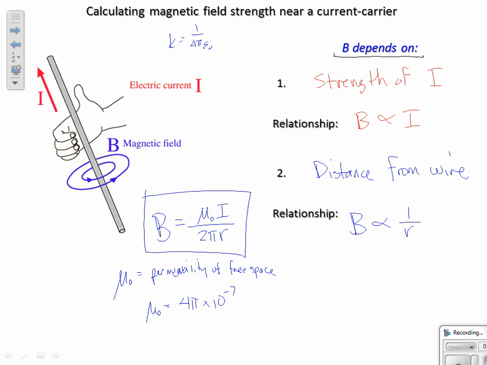And if you solve this expression for mu naught, you get B times 2 pi R over I, right? So that means that the units must be Teslas meters over amps. Fair enough? Why the 2 pi's and the 4 pi's stuff? It comes from some integration, some calculus stuff. I will leave it at that.